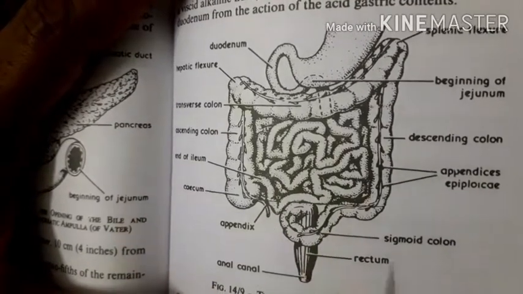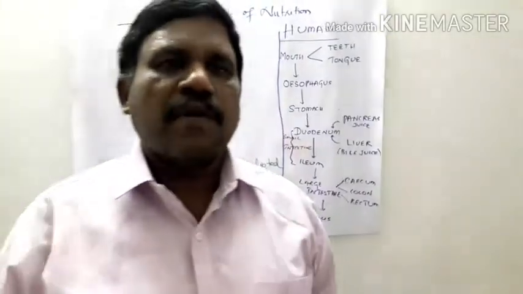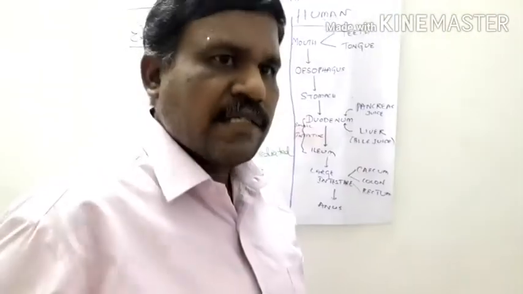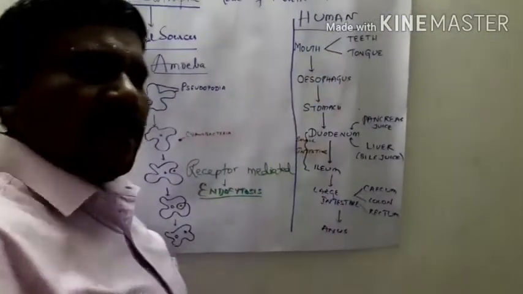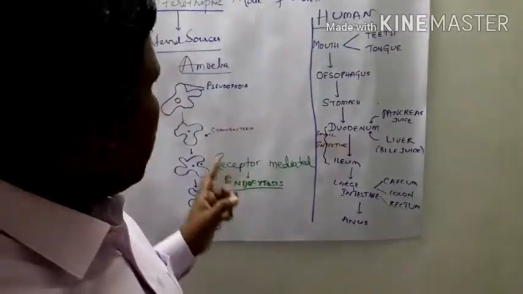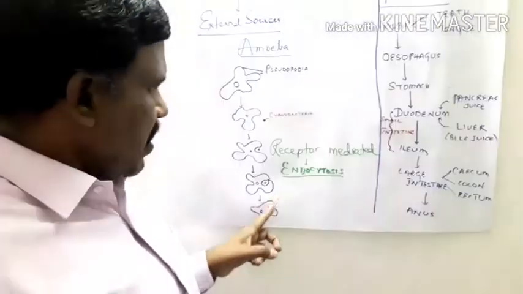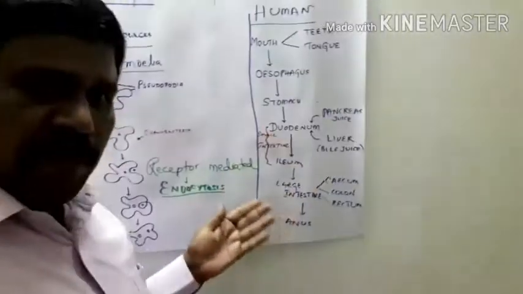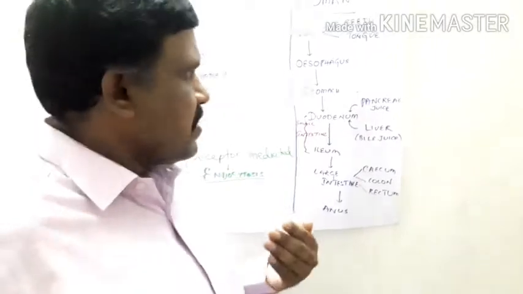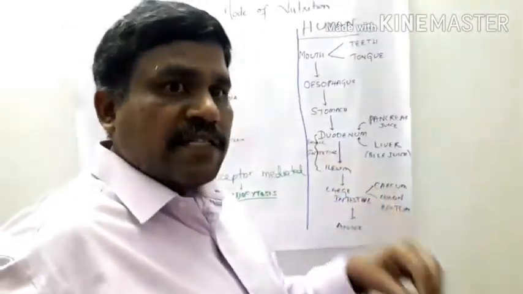So this is about the digestive system. Dear children, what we have seen in today's class is the heterotrophic mode of nutrition. One we have seen in the case of amoeba, and the other in the human being, right? In the amoeba, the process by which the food is acquired from the external source is by means of receptor mediated endocytosis. But in the case of the human system, it's quite different. In our body, the system is different. These are the various organs involved in the digestive processes.